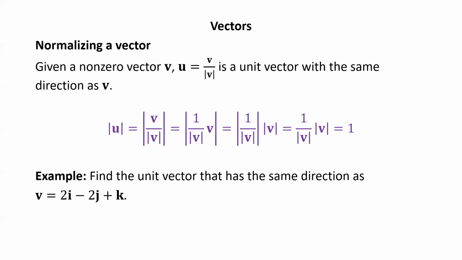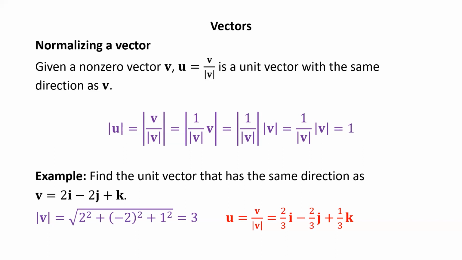Okay, try this example. Pause the video. Then resume the video and check your answer with mine. Okay, so find the unit vector that has the same direction as v equals 2i minus 2j plus k. We start by finding the length of the vector, 2 squared plus the square of negative 2 plus 1 squared. Take the square root. So we have 4 plus 4 plus 1 is 9, and the square root of 9 is 3. And we get our unit vector in the same direction by normalizing this vector, meaning we divide each component by the number 3 that we just found. So it's 2/3 i minus 2/3 j plus 1/3 k.